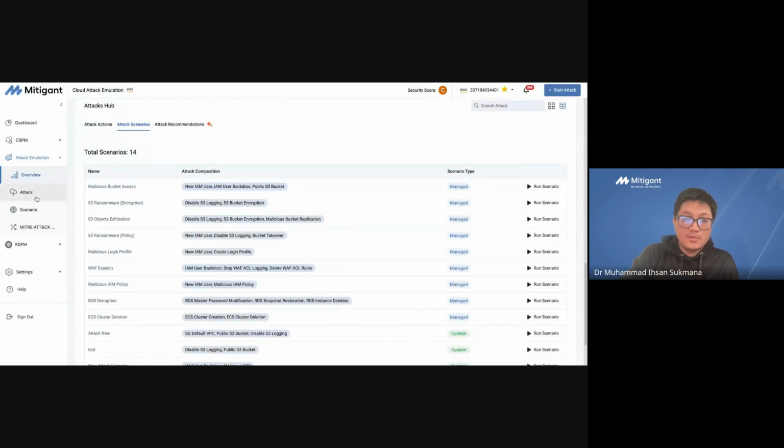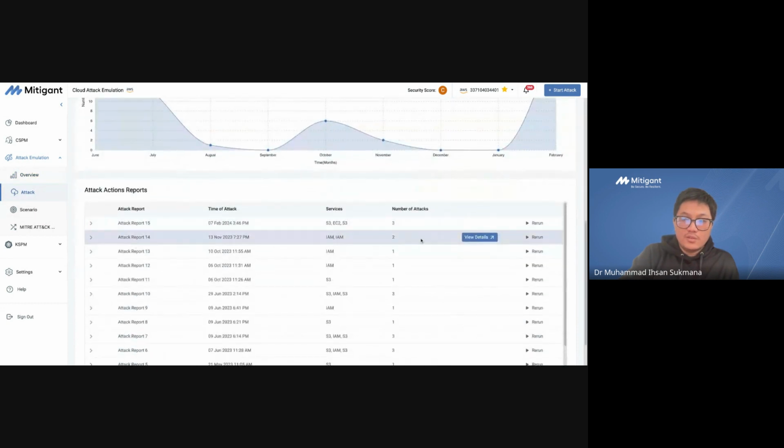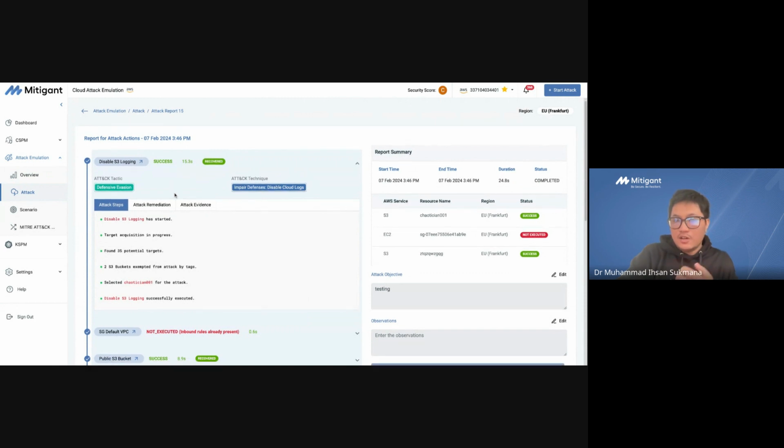And in this regard as well, let me just show you an example for it. We have an attack report where you can combine several attack actions into one scenario that you can run at the same time. And as you can see here, we'll see what is actually happening.